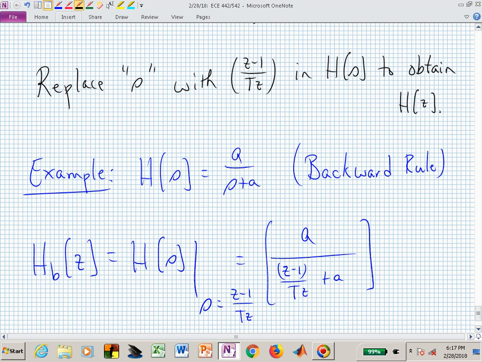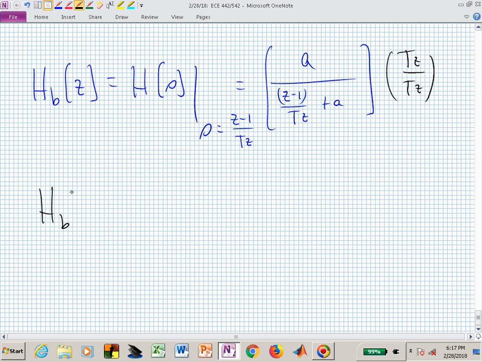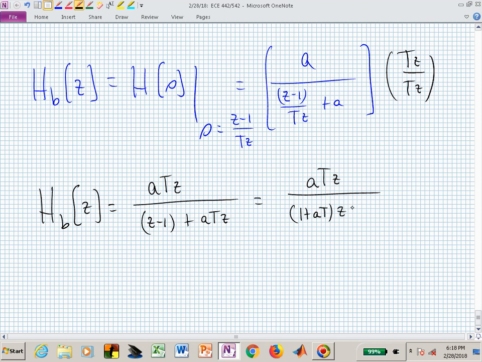Let's clean that up a little bit by multiplying by 1 again, where our 1 is Tz over Tz, and H sub B of z now becomes a numerator of aTz, a denominator of z minus 1 plus aTz, or combining terms with like powers of z, we now have this sort of pole zero structure. Did I do the algebra correctly?